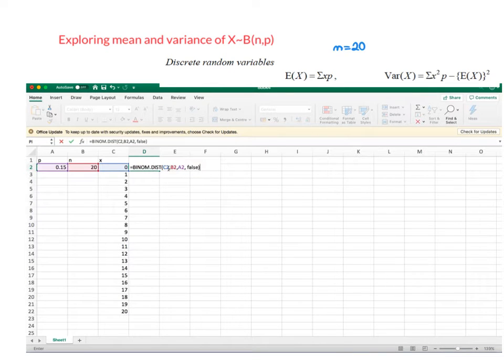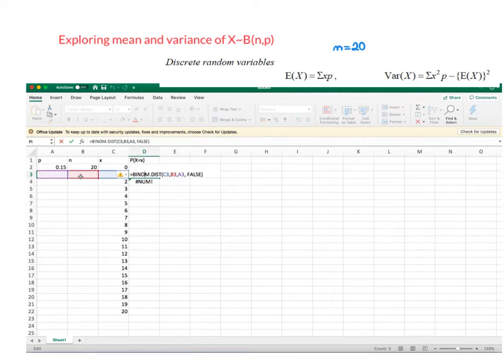I need to add the word false, because otherwise the cumulative probability will be calculated. False means that it's a probability distribution function. Now when I drag the formula, I see that I have an error. So why does it happen?